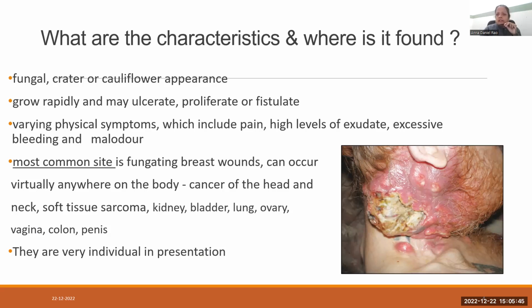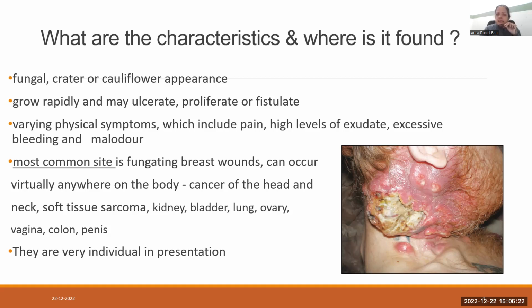So what are the characteristics, how will they look? It will look fungating in nature. Fungal, as we may see fungus many times on food material, right? That kind of tissue will appear on the body. It will have a crater-like surrounding border. The border may be irregular, it can be regular also, and it will give an appearance of cauliflower. It will grow very rapidly.